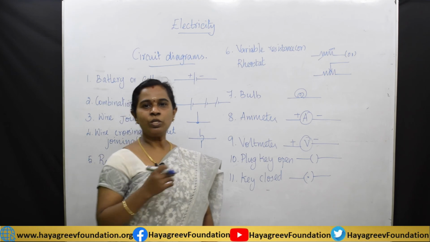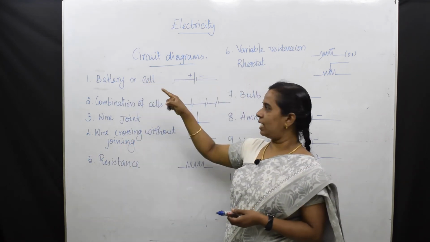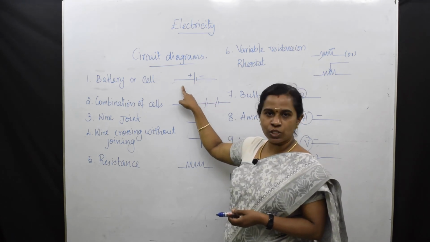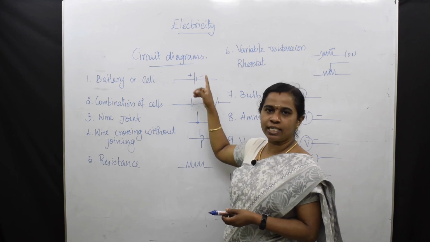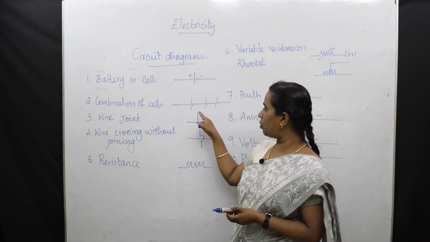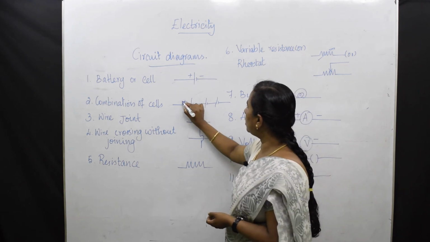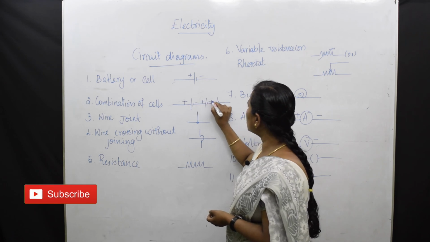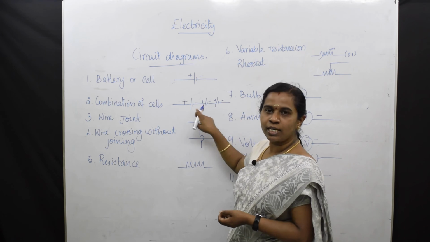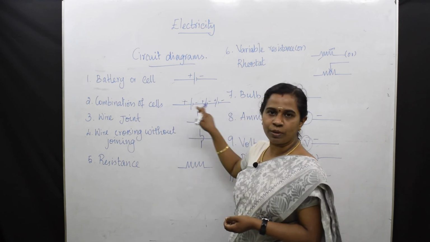Now we are going to see the circuit symbols. First one, battery or a cell. So one long line, one short line. Long line indicates positive terminal and short line indicates negative terminal. Next, the combination of cells. So here I am drawing cells in series combination. As we know, positive terminal, negative terminal, again this cell positive, negative, positive, negative. So positive terminal of one cell is connected to negative terminal of another cell. So it indicates series combination of cells.